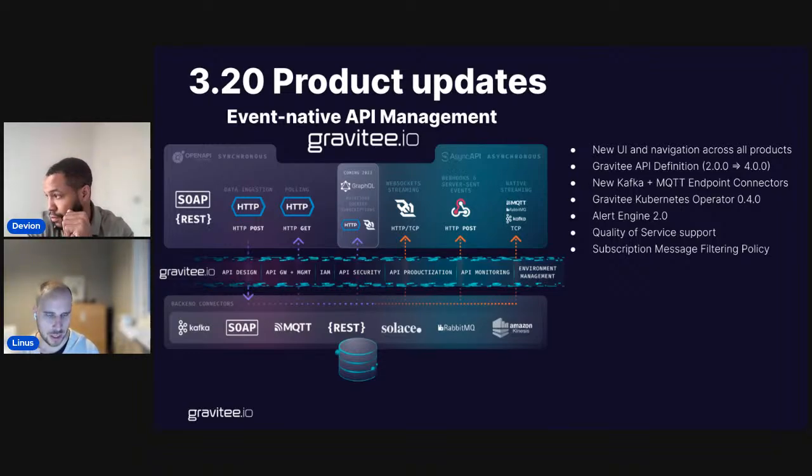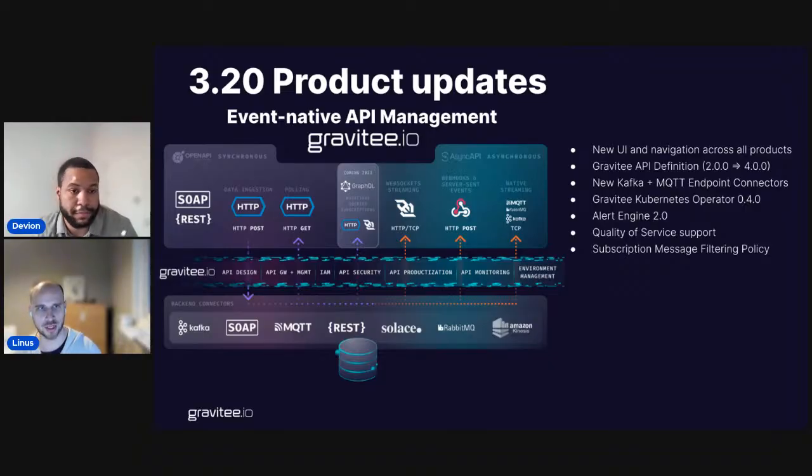So as part of our event-native API management capabilities, we provide flexibility in what services you want to expose and how you want to expose them. It's a completely flexible architecture, with webhooks on top of Kafka or REST on top of MQTT, like Devian will come on and show you a little bit later on. So it's a very exciting new product that we have built here at Gravitee, and we're excited to share some of those updates with you today.